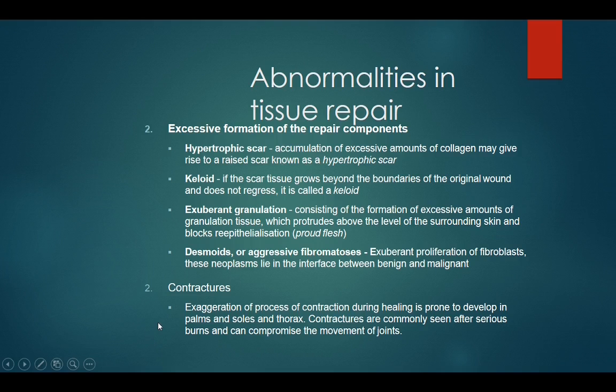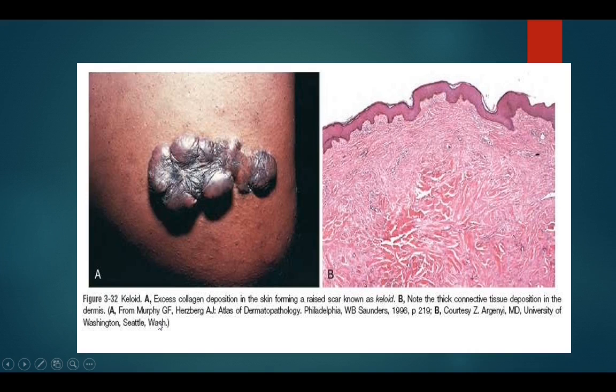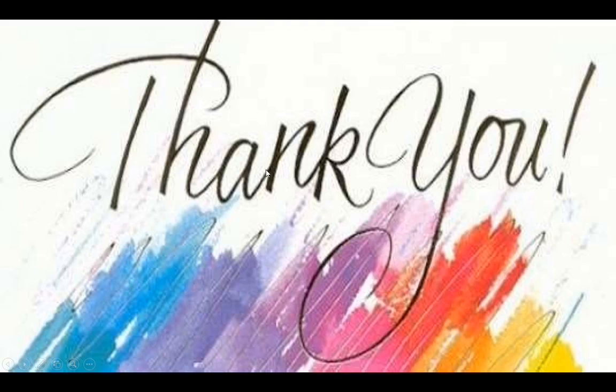So those are the contractures that happen. And you can see this is actually a keloid. You can see it is moving outside the boundary, and there is excessive deposition of fibrous tissue. So this is an example of keloid. A hypertrophic scar will also look like this, but the margin will be spared and it won't go beyond the margin. But in this one, you can see that it has moved beyond the margin.